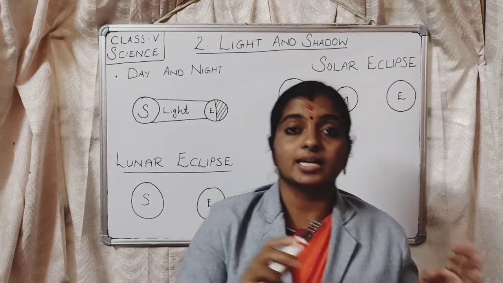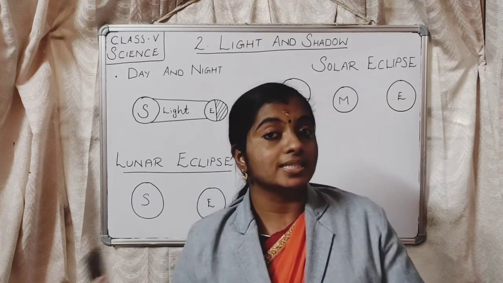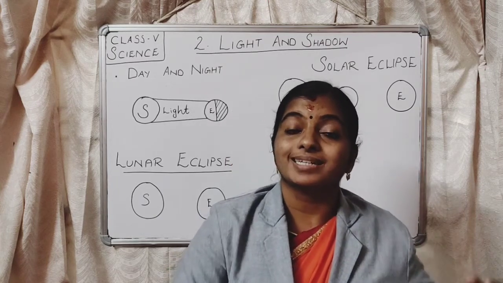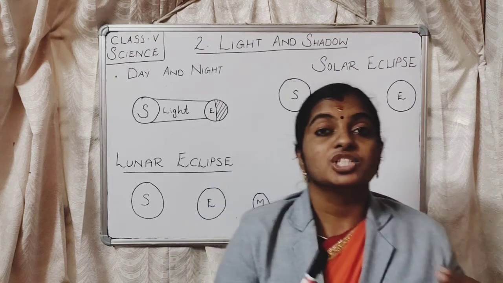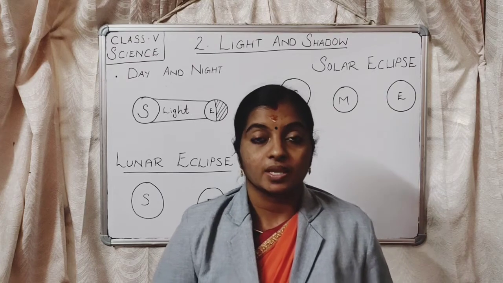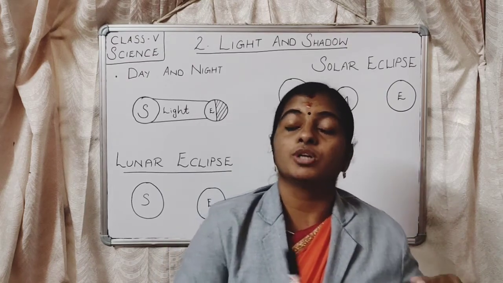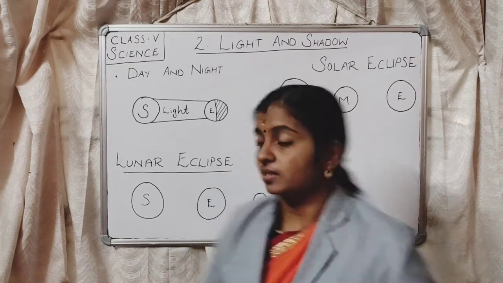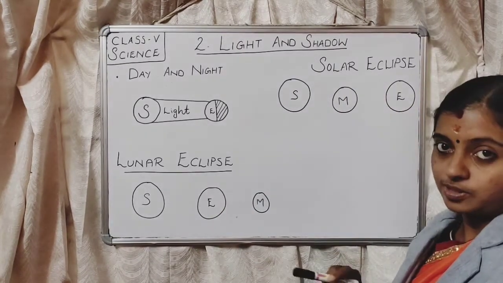That is, when the sun, the earth and the moon come in a straight line, the earth will be casting its shadow on the moon and the moon will be casting the shadow on the earth, depending upon the position of the moon and the earth. So this casting of shadow is considered as eclipse. Eclipse means the shadow that is cast by the earth on the moon or the moon on the earth. And there are generally two types of eclipses. They are lunar eclipse and a solar eclipse.